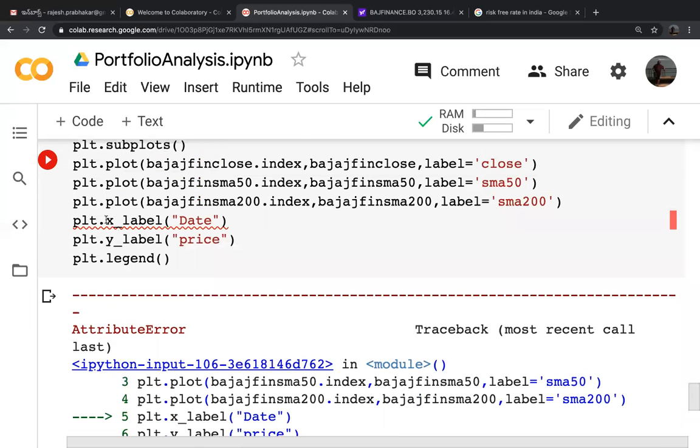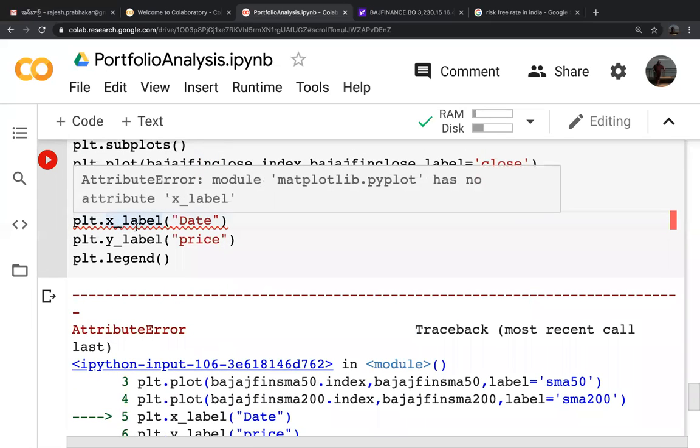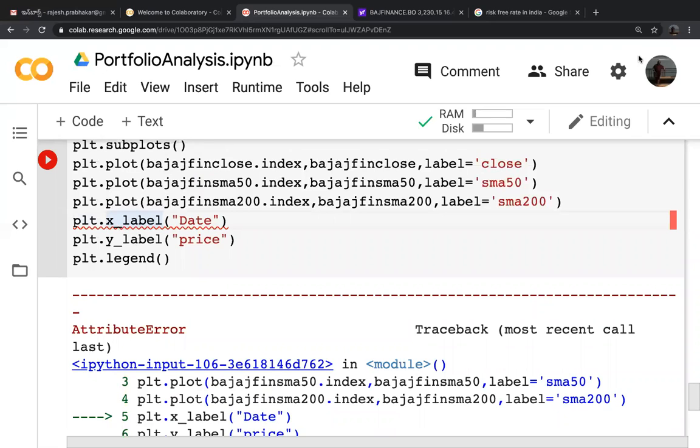Okay, what is the command we used yesterday for setting the X label? PLT dot xlabel, PLT dot ylabel.